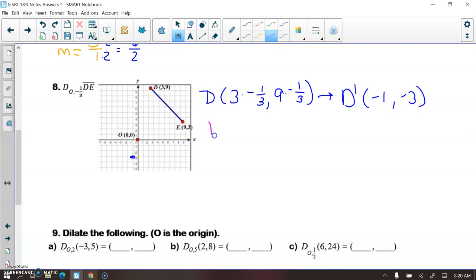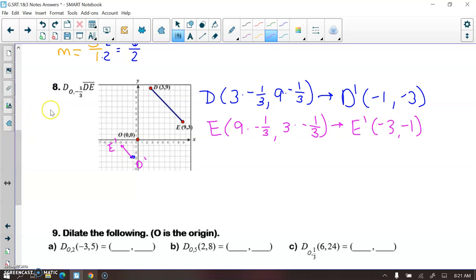And then E, x value of 9, I'm going to multiply that by -1/3. Then my y value of 3, I'm going to multiply that by -1/3 to get E prime, which is just (-3, -1). And then I can connect my 2 points together.